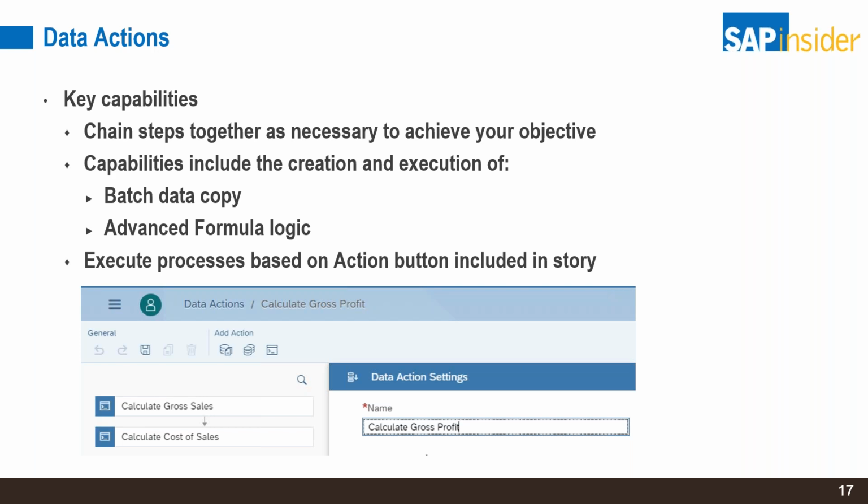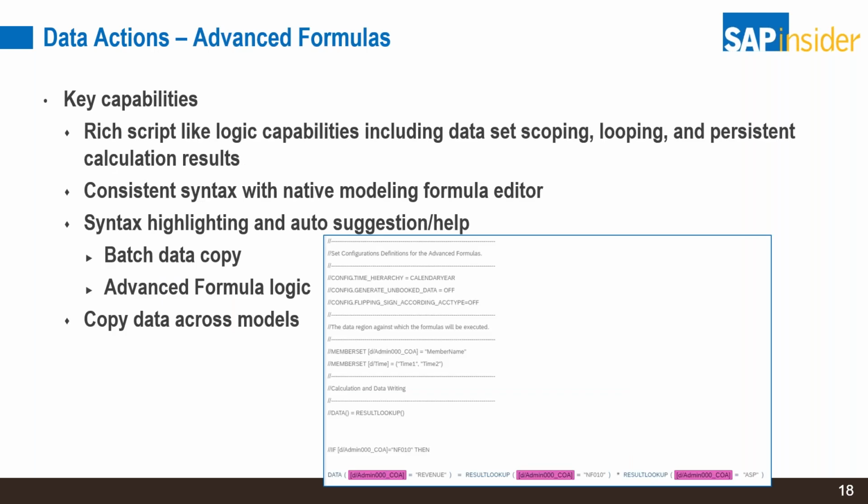So data actions is a way to chain these steps together, right? I may have a batch process for my plan that is going to calculate my gross sales, calculate my cost of sales, to be able to calculate down to gross profit. So I can have these different rules that I chain together. And then you'll see when I get over to the demo that we have a data action that's a batch process. In my story, I have a button that I can click and it runs this process for me. Okay, so that's what the data action does.